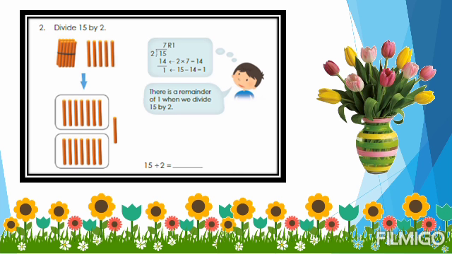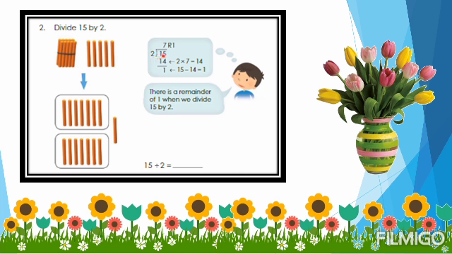So let's have another example, class. We have another problem here to solve, to elaborate our discussion of the lesson, class, so that you will learn more. Divide 15 by 2. We'll be finding the quotient, class, using the long division method. We have here 15 as our dividend and 2 is our divisor.